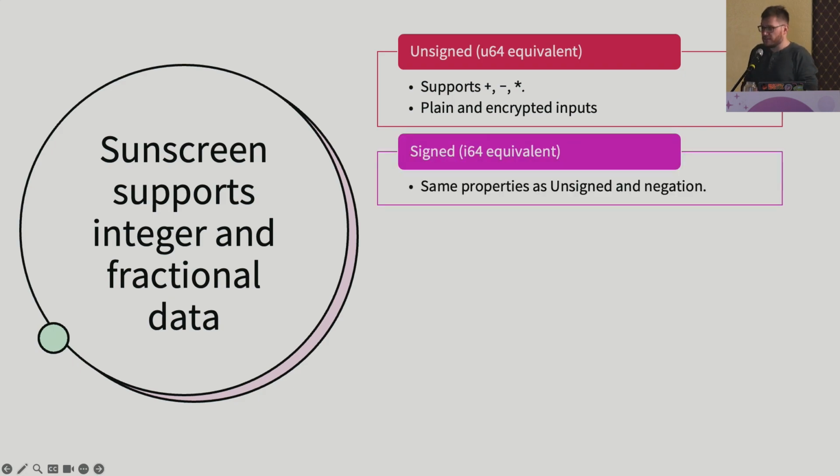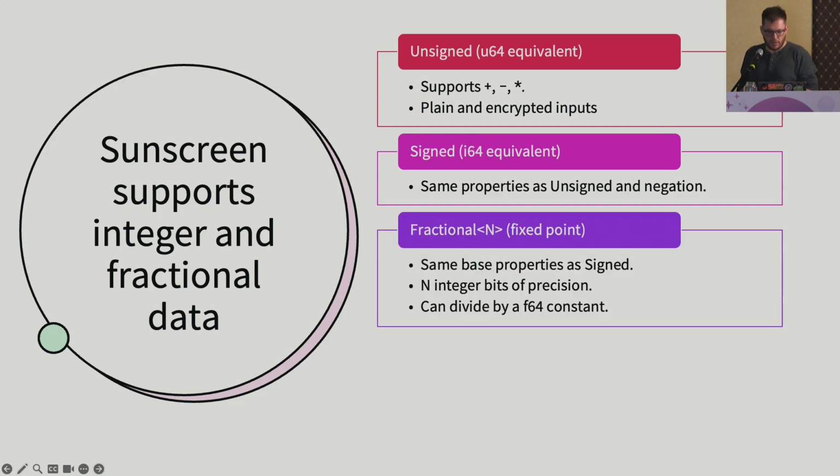We also have a signed variant that essentially is the equivalent of an I64 and has the same properties as unsigned, but also has the ability to do negation. So if you had 5, you could now have -5, but encrypted. We also have fractional values. You can somewhat think of these as floating point. They're more akin to fixed point.